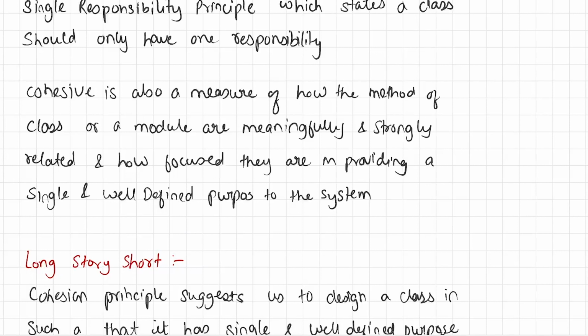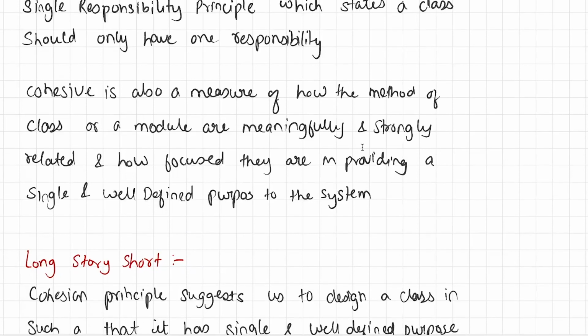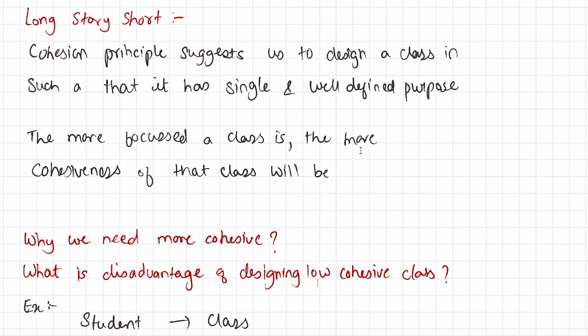I know all of this definition sounds a bit difficult to you. Don't worry, I will explain it to you in a very simple way using some real-world example. Okay? So basically, long story short, cohesion is a principle that suggests us to design a class in such a way that it has single and well-defined purpose. So the more focused a class is, the more cohesive that class will be.